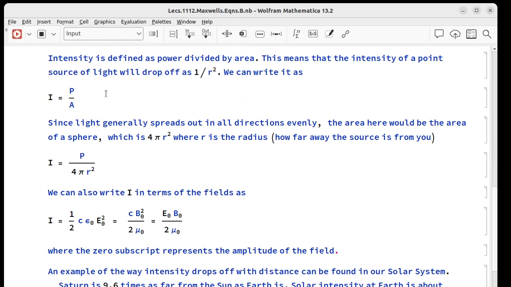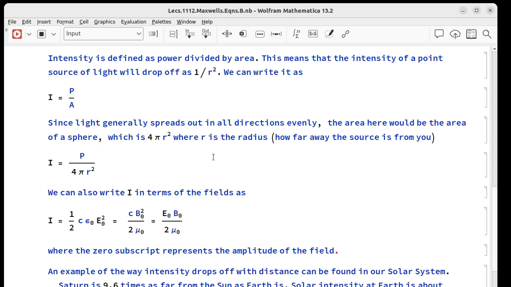What that means is the intensity of a point source of light drops off as 1 over r squared. So we can write the intensity as P over A, like that, and generally light spreads out in all directions evenly. If we look at what's called a point source, it looks a little bit like, if you've ever seen a picture of an atomic bomb detonation, the way you get this expanding sphere. That's what it would look like if we could watch light expand when we turned on a light. The area here is the area of the sphere, which is 4 pi r squared, and r is the radius.